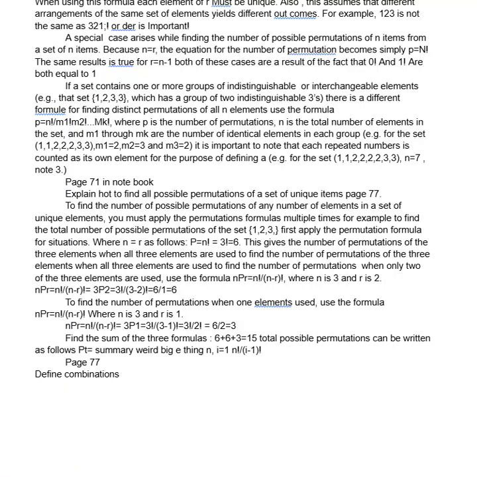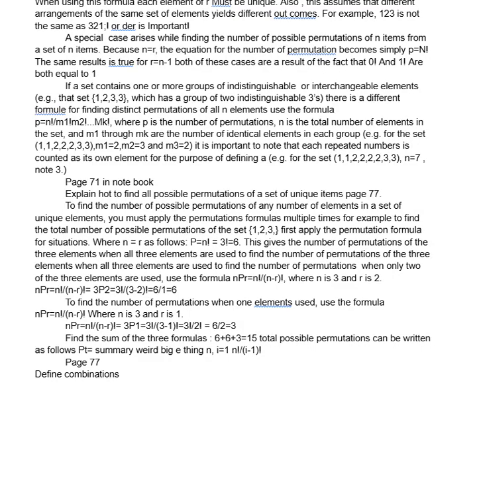If a set contains one or more groups of indistinguishable or interchangeable elements, for example 1, 2, 3, 3, which has a group of two indistinguishable threes, there is a different formula for finding distinct permutations of all n elements.